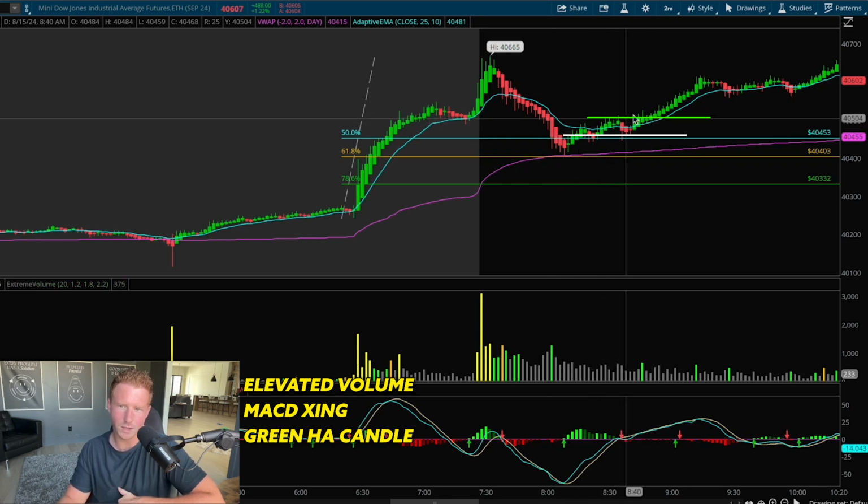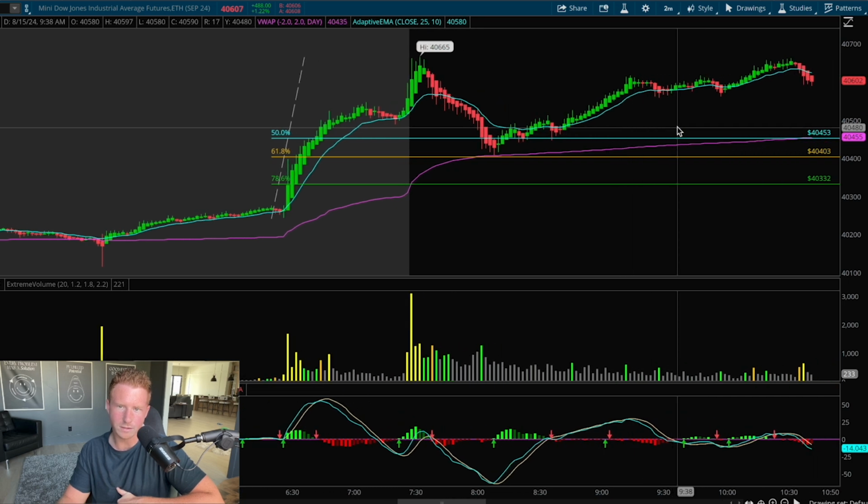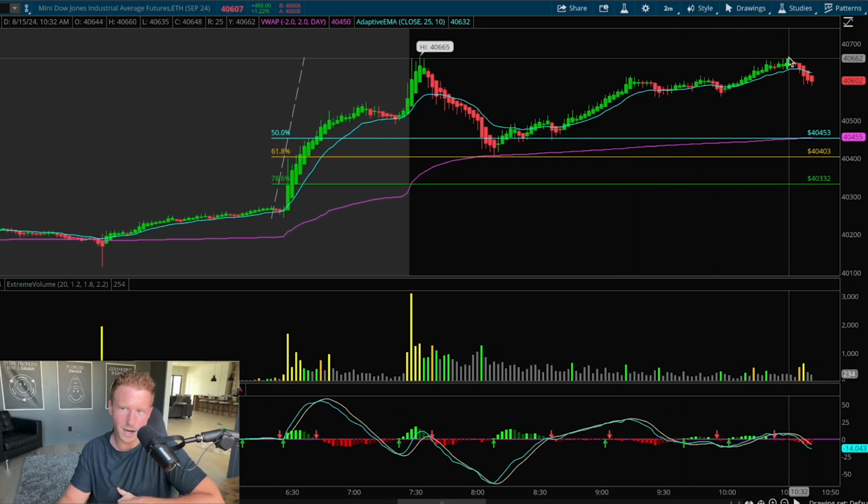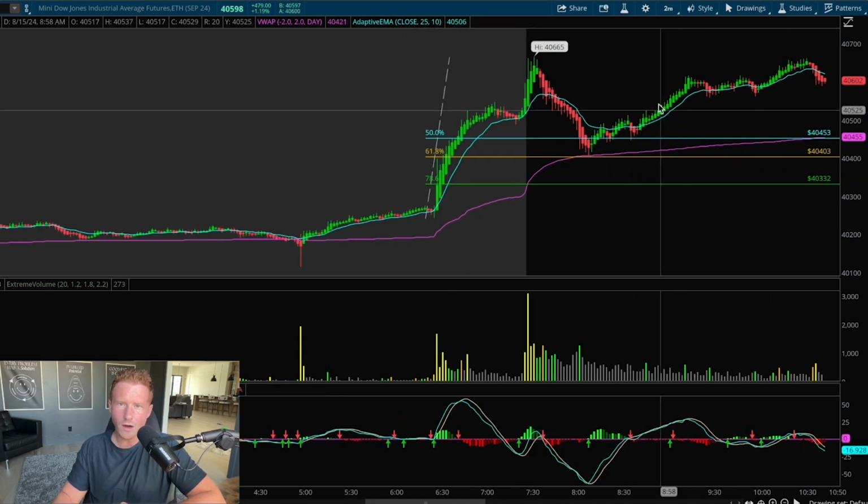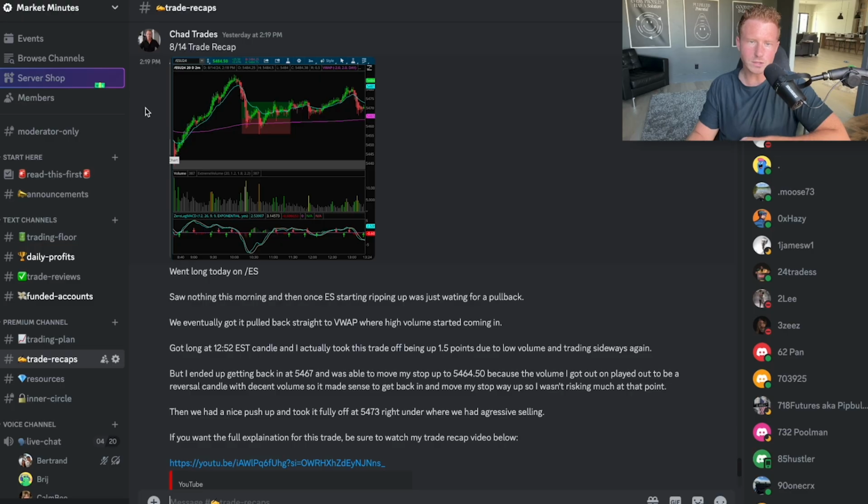I didn't like the volume. I could have held this longer. As you can see, we eventually pretty much broke the high of day here. But that was an example of how I got into a trade using these fib levels as an extra confirmation. We can also see, if I go to my trade yesterday on August 14th, I traded ES, so the S&P 500.